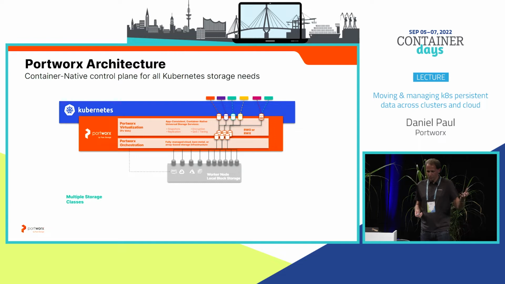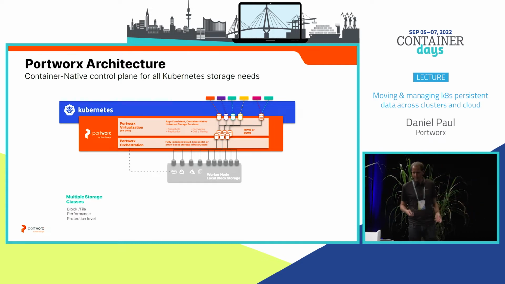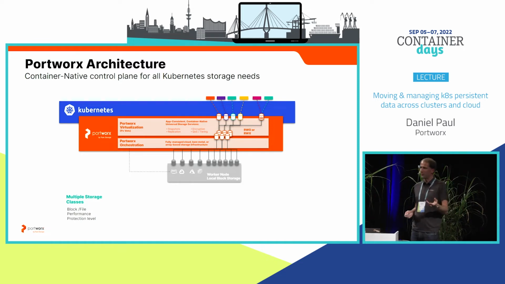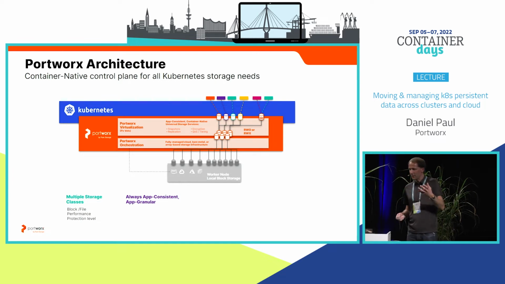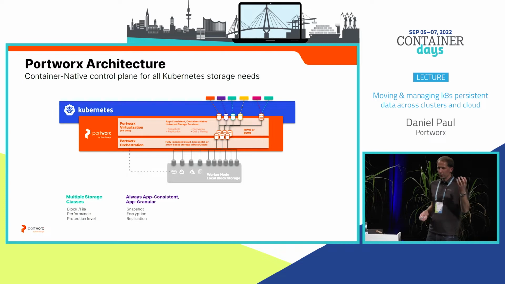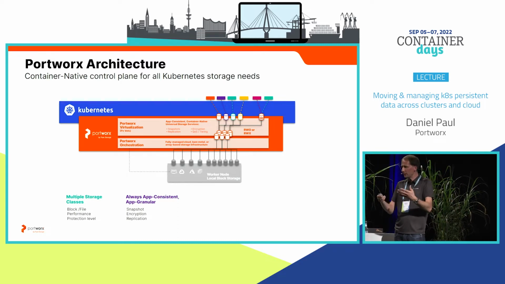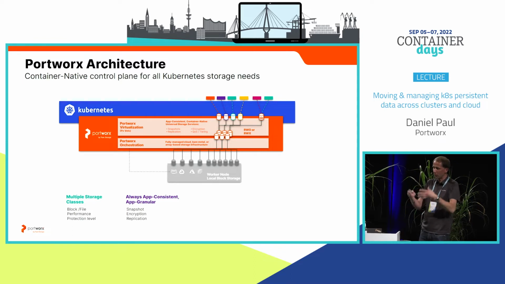And then we provide enterprise storage features to this Kubernetes cluster. We have multiple storage classes for block and file. We have multiple performance layers. We have multiple protection levels for this data. It's also about being application granular and application consistent. When it comes to snapshots, we can do pre and post scripts for snapshots. We can also encrypt data, so we can use a specific encryption key for each of your volumes, or you can have a single encryption key for the whole cluster. And we can also replicate data. This is something I will show later.